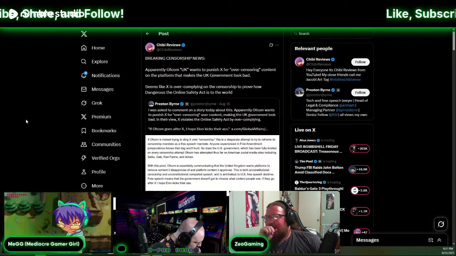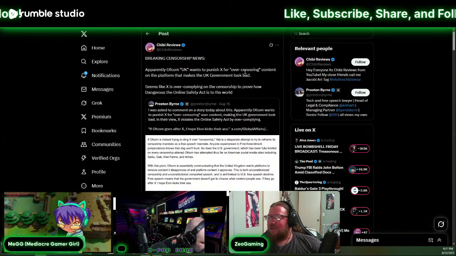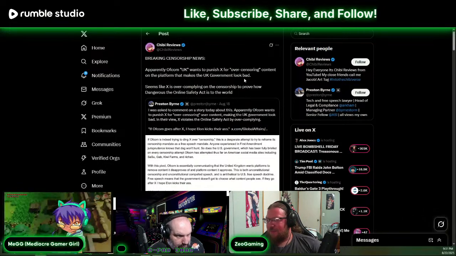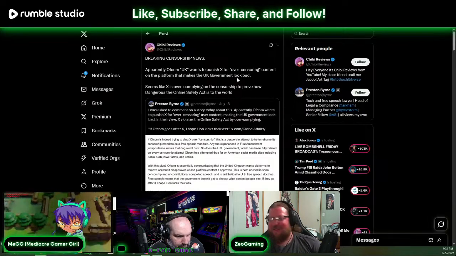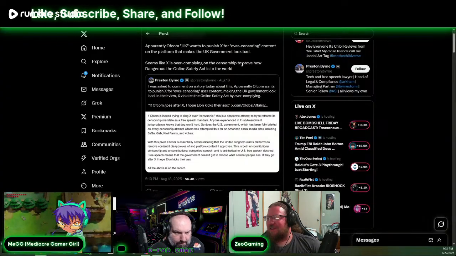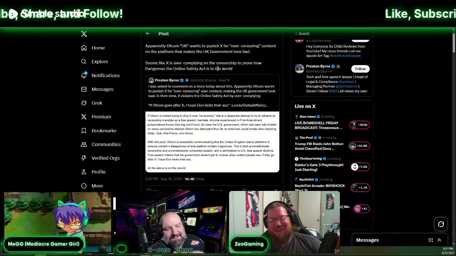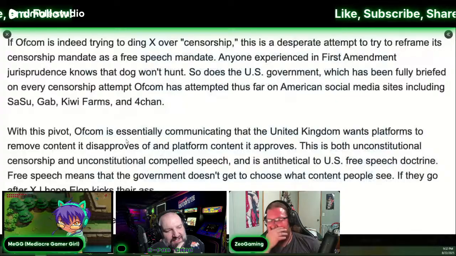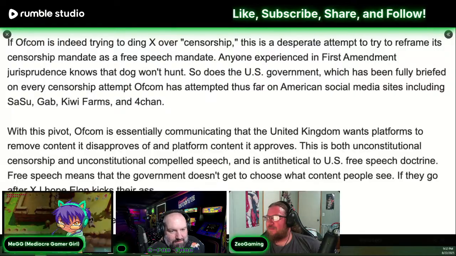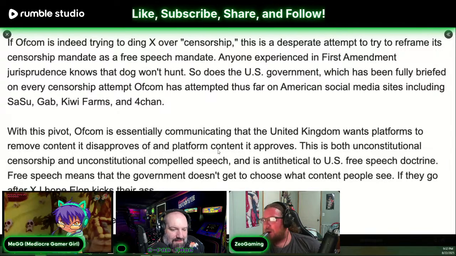Apparently, Ofcom UK wants to punish X for over censoring content on the platform that makes the UK government look bad. What does over censoring even mean? Seems like X is over complying on the censorship to prove how dangerous the law is. Okay, so are they censoring the wrong things for the UK? No, this is ingenious. So they're basically doing it ahead of this being solidified to show what will happen. Yes, and then blaming it on the EU.